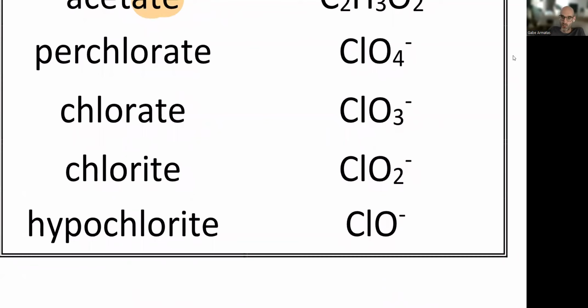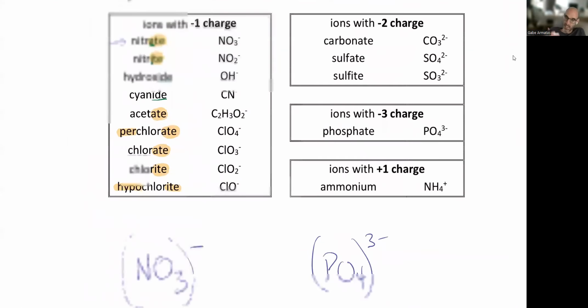Again, we see 4 different versions of this, and you're never really going to need to know these, but the ATE is the one with more oxygens, the ITE is the one with less. And we had to come up with special names. Again, this ends with ATE, but it starts with perchlorate versus hypochlorite. The 2 ITEs are below, the 2 ATEs are above because ATE has more oxygen than ITE. All right. But again, every single one of those has a -1 charge.